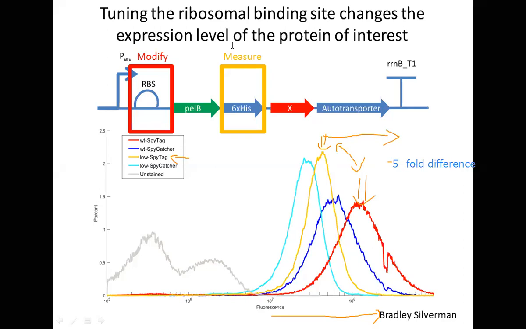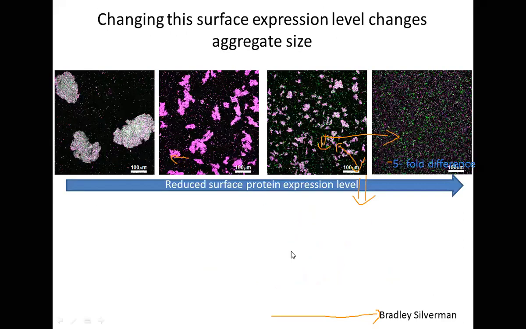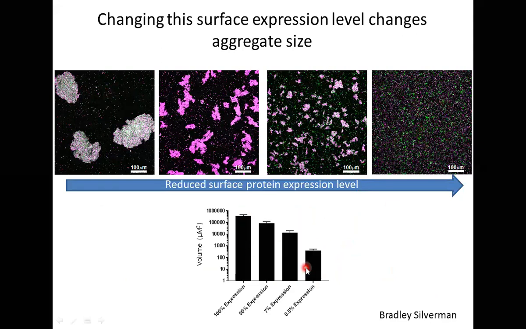With this 5-fold difference, he was able to show that you can make much smaller aggregates. So if you have a high surface protein expression level, you get large aggregates. If the protein expression level is very small, you wind up with very small aggregates. And again, showing that you can actually control this across 2 or 3 orders of magnitude. So again, some very, very nice work there.